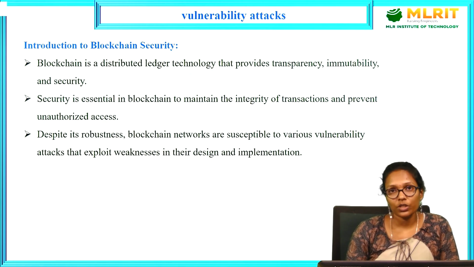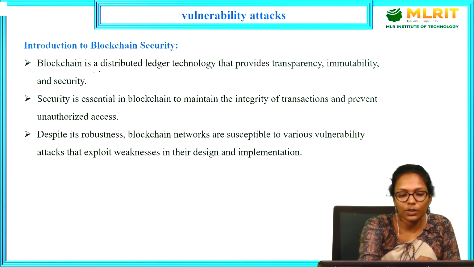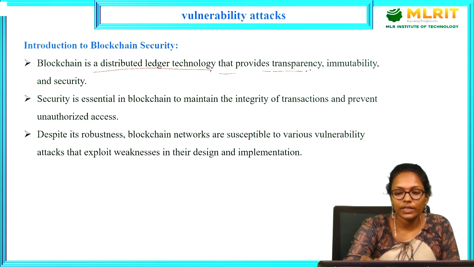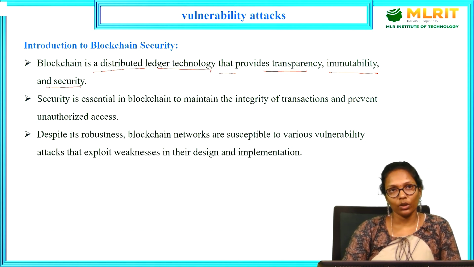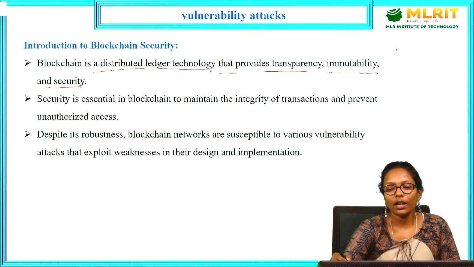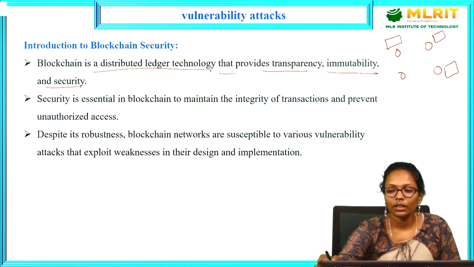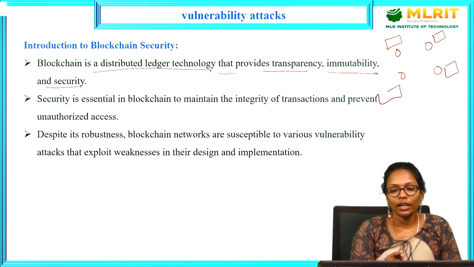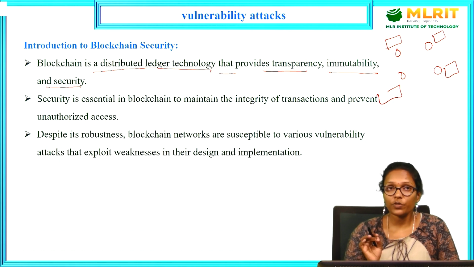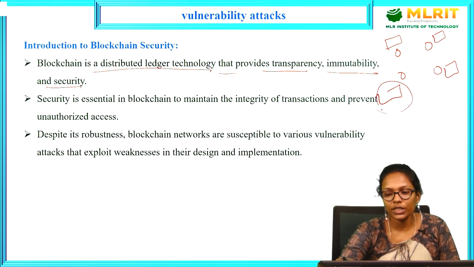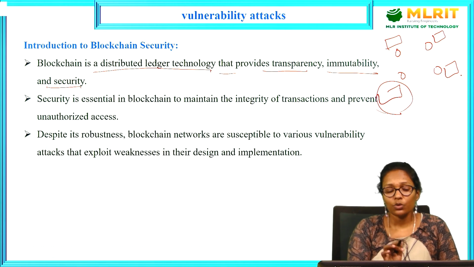So, introduction to blockchain security. We know blockchain is a distributed ledger technology that provides transparency, immutability and security. Distributed in the sense, for example, if I have 4 nodes in the blockchain, each node will maintain a copy of the blockchain, and that provides transparency. Everyone can see the transactions. In immutability, once I write a transaction, I cannot modify it, and it also provides security. There is no problem of a single point of failure. Even if one node loses its copy, other nodes will maintain their copies. So that's the blockchain definition.